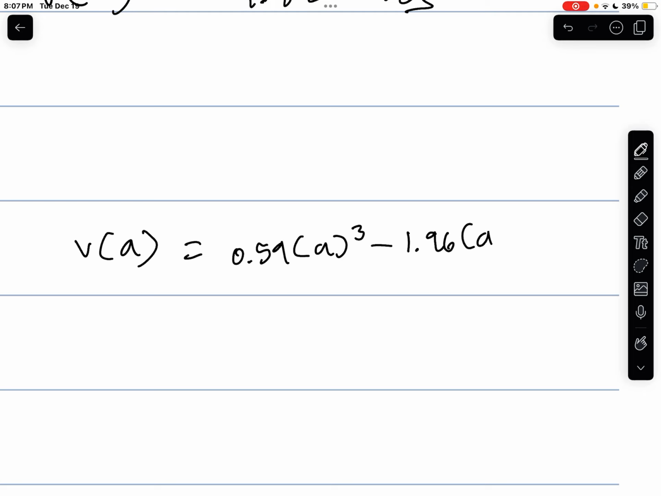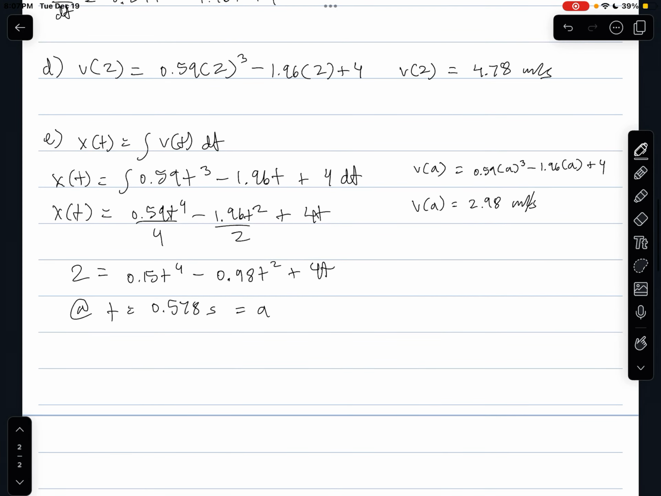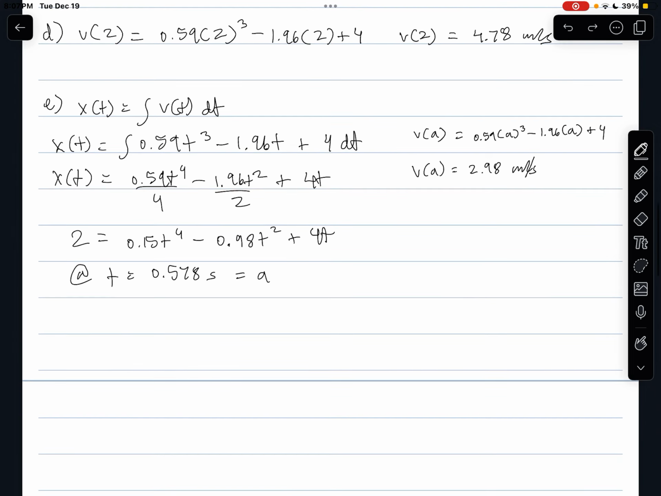So v of a is going to be 0.59 a cubed minus 1.96 a plus 4. V at a is going to be 2.98 meters per second. And this is the velocity when the position equals 2 meters.